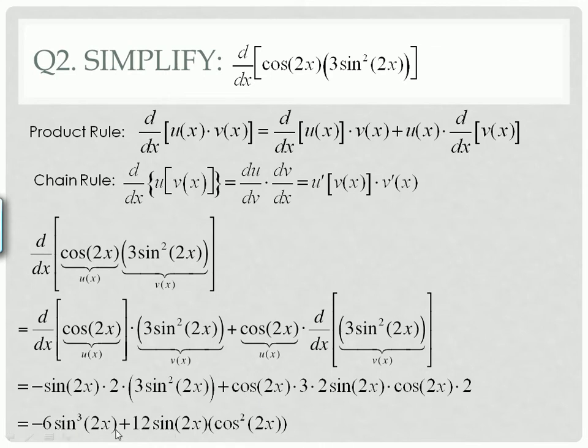Now, it is possible to simplify this, possibly. You could rewrite it in a different format. You could factor out a 6 sine 2x, and that's going to leave you with a negative sine squared 2x plus cosine squared 2x. And you could write that in terms of all sines then, because we know that cosine squared plus sine squared is 1. So you can convert one of those sine squareds into terms concerning cosine squareds, or vice versa.